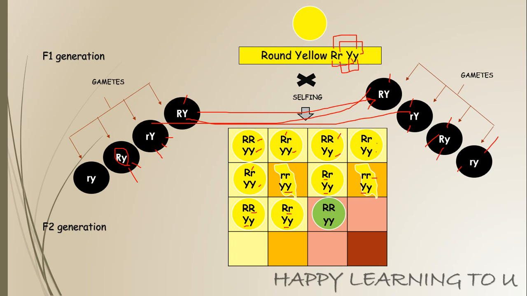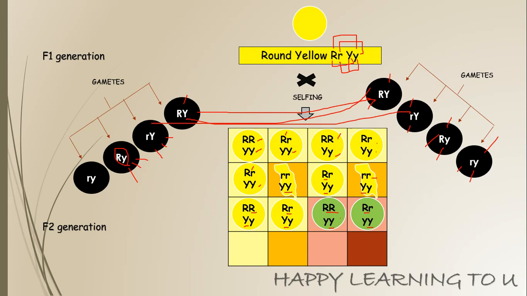Next, this with this. So what we have is both capital R and both small y. So capital R dominant, so the shape remains round, but here you have small y, which is for the recessive green color. So the seed color here will be green. And the fourth combination of this capital R and small y will be with this one. So what you get here is capital R, small r and both small y. So it is again a round seed shape, but this is the recessive green color.